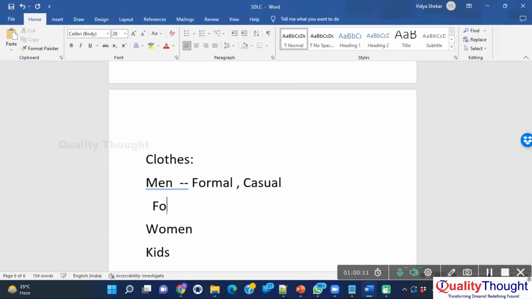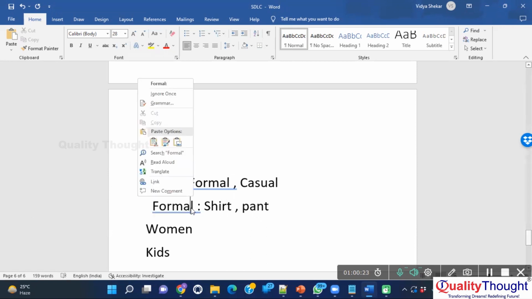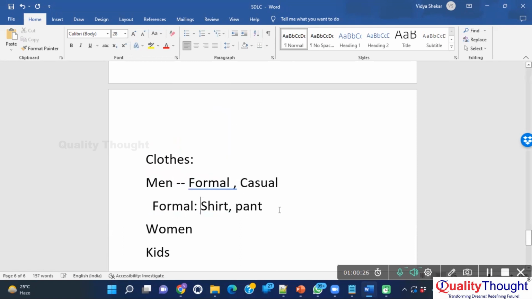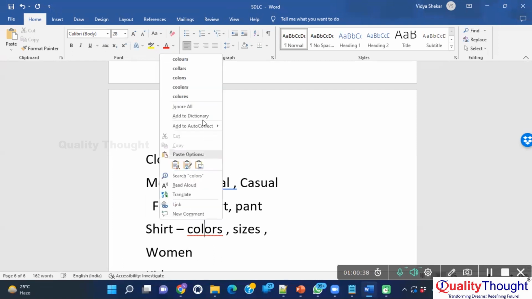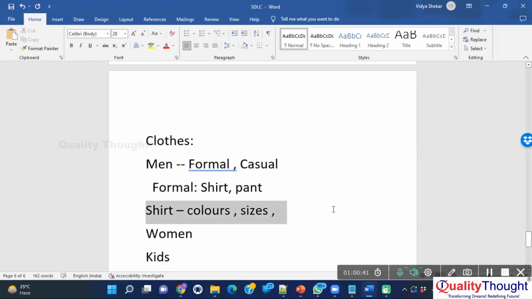Again in formal, it can be shirt or pant. Here, what is the smallest unit? Again, the shirt can be classified based on colors and sizes. This is the maximum smallest unit, right? This could be the smallest unit of code. Yes or no? And again, sizes are classified into different sizes: XL, L, small, medium.